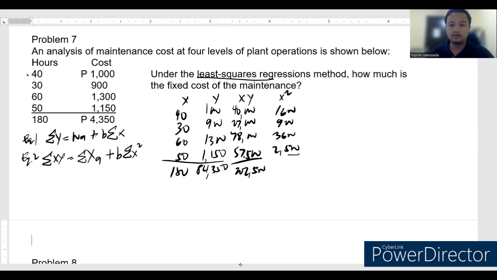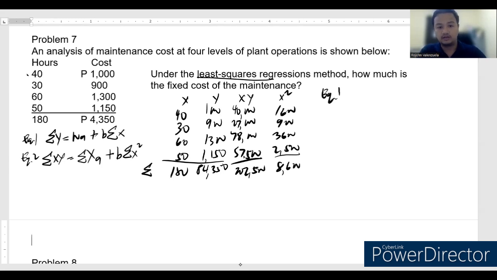Kung paano ko madami yan, ano? May galit sa inyo si sir or si teacher. So, 16 plus 900 plus 36 plus 25. So, you have 8,600. Okay, double check ko lang. 16 plus 900 plus 36 plus 25, 86. So, that's correct. So, pwede natin i-substitute sa equation 1, which is summation of y.